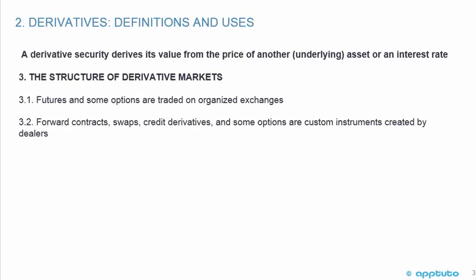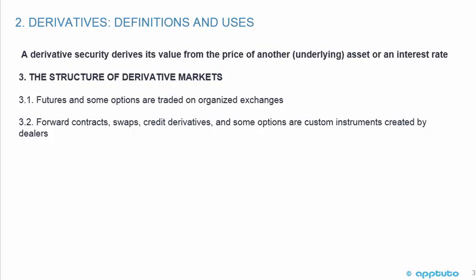Derivatives, definitions and uses. So first we'll start with the definition, and again this is in the glossary. I encourage you always to go check out the glossary. A derivative security derives its value from the price of another underlying asset or interest rate. Okay? And then what we're going to look at first is the structure of derivatives markets.